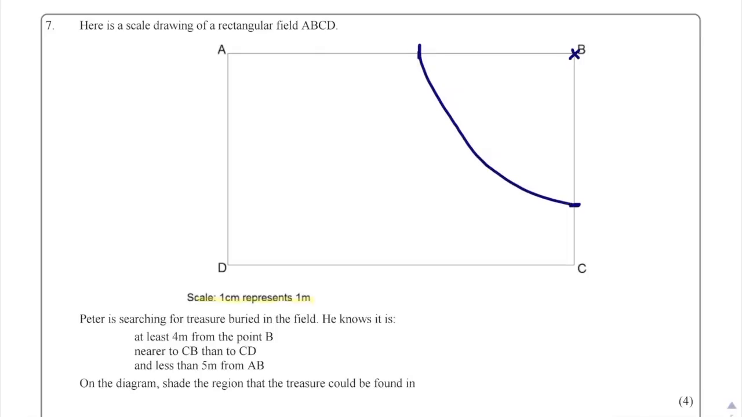So that's something like that. That looks okay. And then the second part says, treasure is nearer to CB than to CD. Now, what that means is we're going to have to do an angle bisector. When we do an angle bisector, we can take our compass and make it any distance we like, as long as we don't change the distance of our compass when we're drawing in our construction lines.